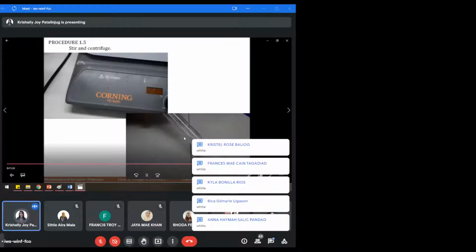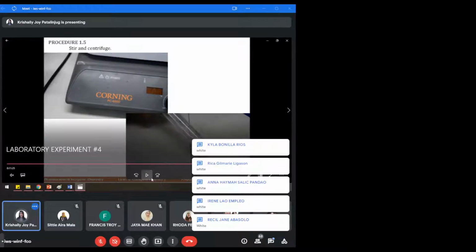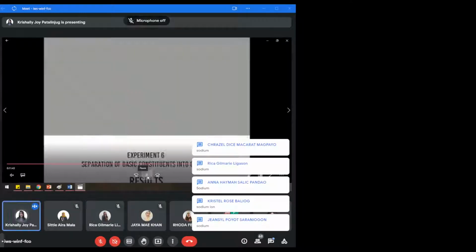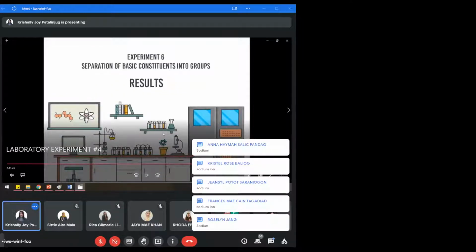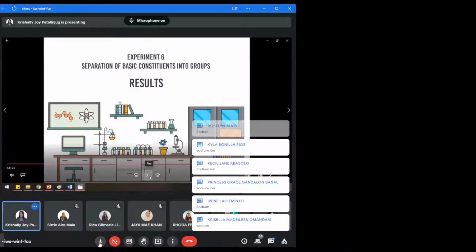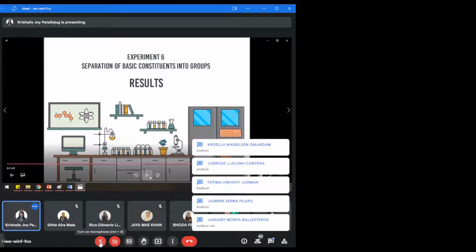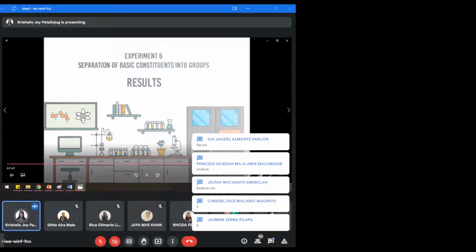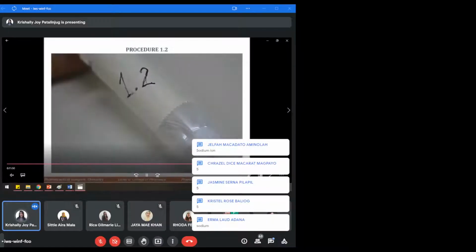Sino yung natira dito sa taas, sa filtrate? Ano yung ion na natira dito sa filtrate? Sodium. Very good. Ano ba yung group ni sodium? Group 5. Ano yung other name ng group 5? Soluble group. Very good. Hindi siya nagre-react sa HCl, sa ammonium sulfide, sa bicarbonate.